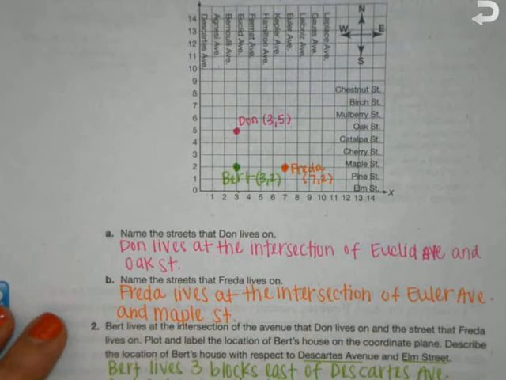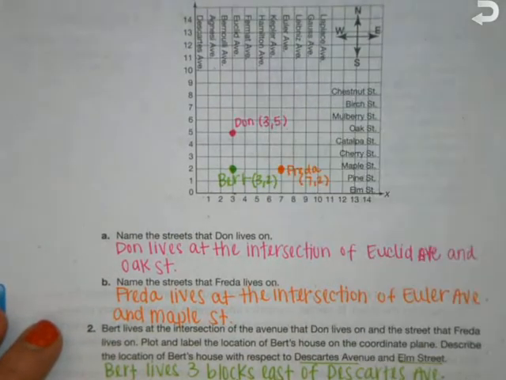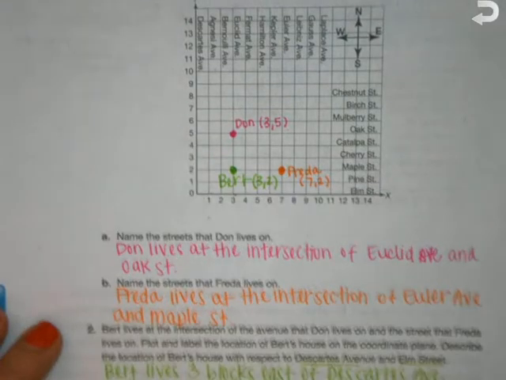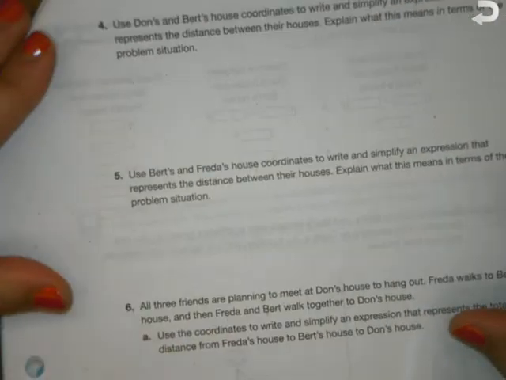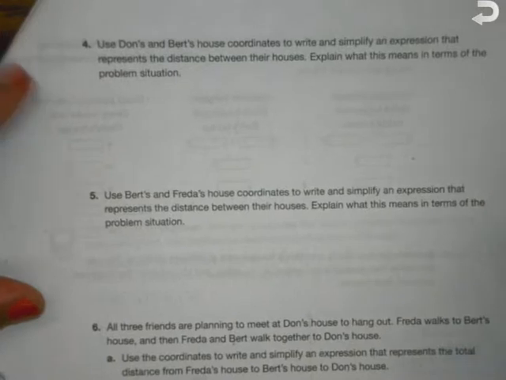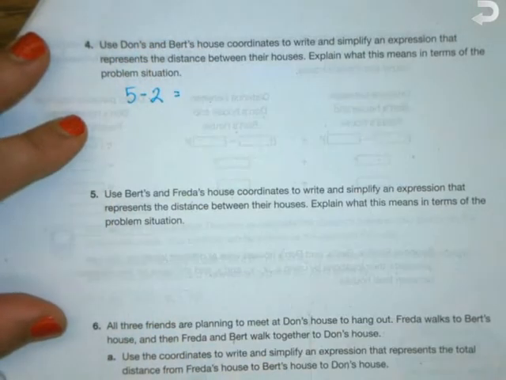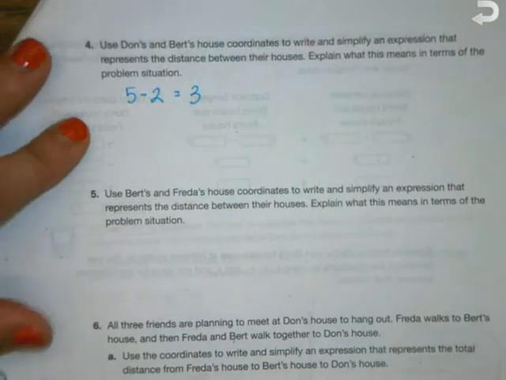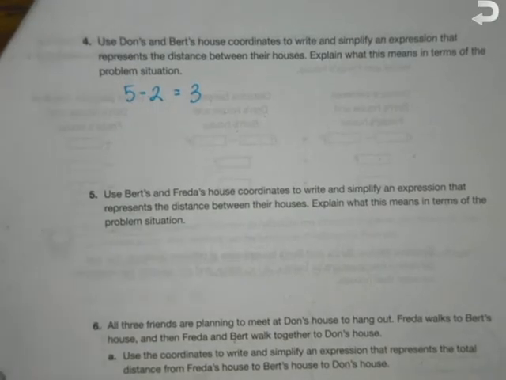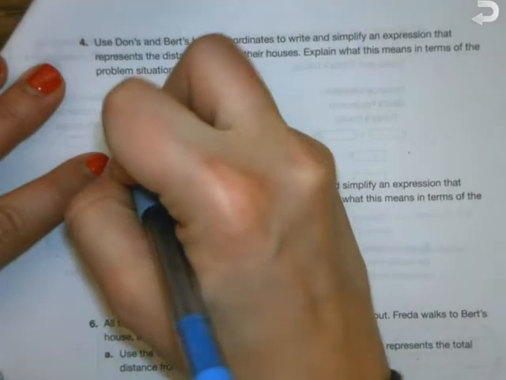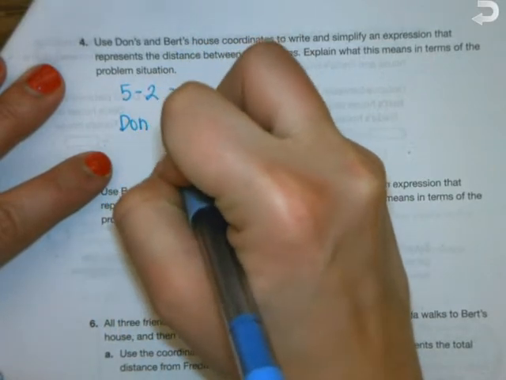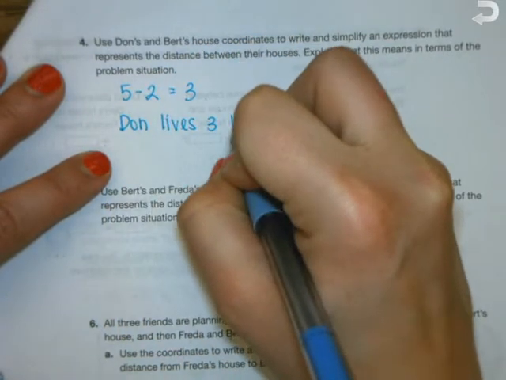We could subtract. What would we be subtracting? 5 and 2, because they just live north of each other, right? So to get the distance between Dawn's and Bert's house, we are going to subtract 5 minus 2. And what does that come out to? 3. So what does that mean? If they have 3 blocks in between them, whose house is further north? Dawn. So we would say that Dawn lives 3 blocks north of Bert.